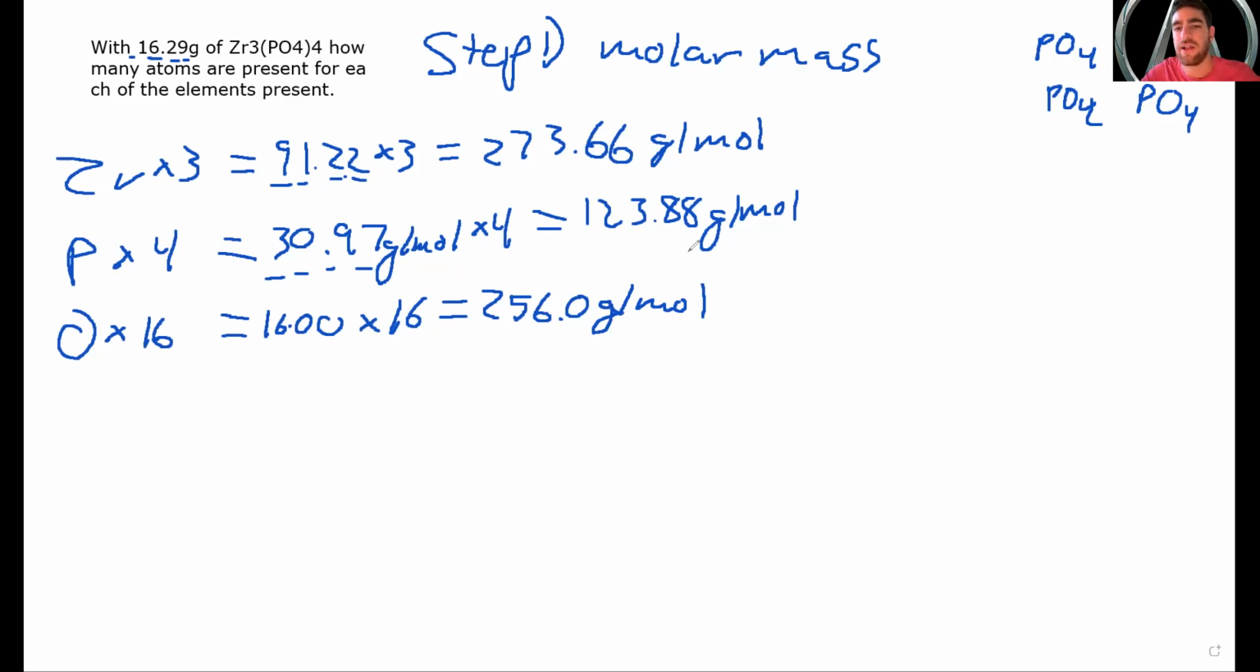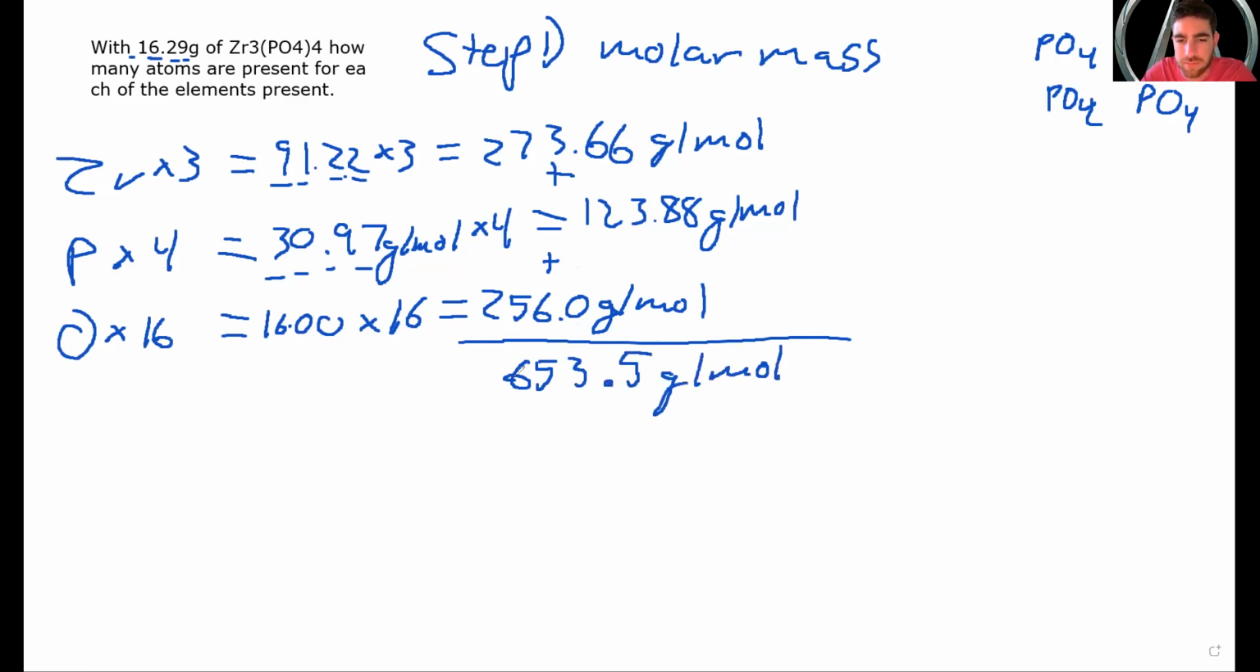And so here we have our values. Let's add these up with each other. We will get 273.66 plus 123.88 plus 256.0 gives you, we're only going to take the first 4 sig figs here, 653.5 is what I got. So this is our total grams per mole. This is a very large number.